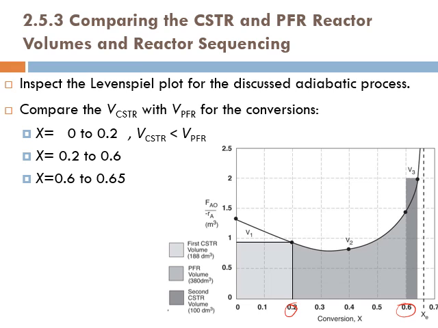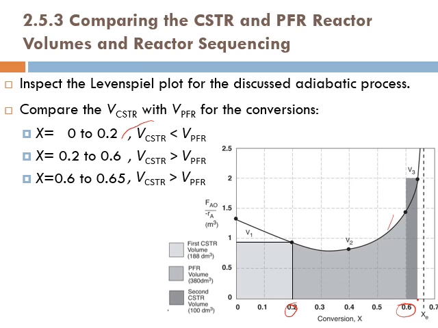0.6, well, if you use CSTR, then the volume will be larger, right? The volume will be larger. Okay, and you don't want to do this, right? So use plug flow reactor. So the volume of CSTR would be bigger than the volume of plug flow reactor. What about for the conversion from 0.6 to 0.65? That is here. Here again, you can see that if you use plug flow reactor, the volume will be smaller. So the volume of CSTR is greater than the volume of plug flow reactor.